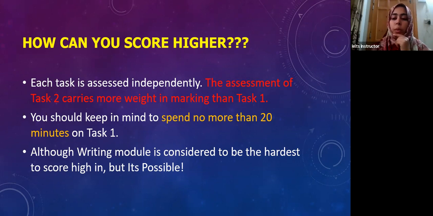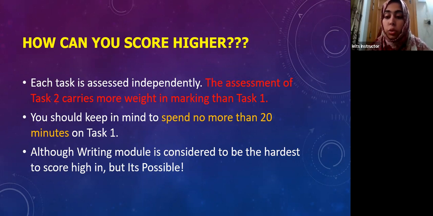For example, in task 1 you have scored 6, and in task 2 the essay you have scored 7. So the total score of your IELTS writing module would be 6 plus 7 plus 7. So the score of the essay would be counted twice. That means the weightage of the essay is more than task 1.